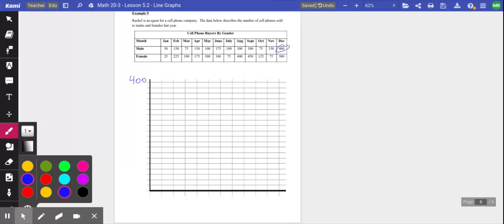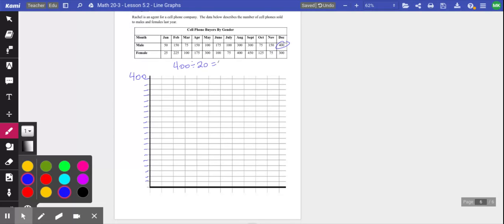When you're getting really big numbers, what I would do is count the number of spots you're going. So it's 1, 2, 3, 4, 5, 6, 7, 8, 9, 10, 11, 12, 13, 14, 15, 16, 17, 18, 19, 20. And if you take 400 and you divide it by the number of spots you have, it'll tell you what you should be counting by. So that tells me to count by 20s.